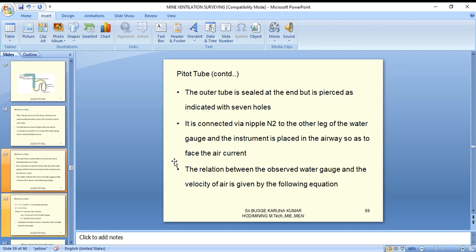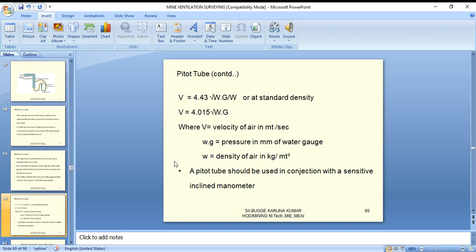The relation between the observed water gauge and the velocity of air is given by the following equation. So this is the generalized equation for the Pitot tube. V is the velocity of air in meters per second, the pressure is in mm water gauge, and the density of air is in kg per meter cube. The Pitot tube should be used in conjunction with a sensitive inclined manometer.